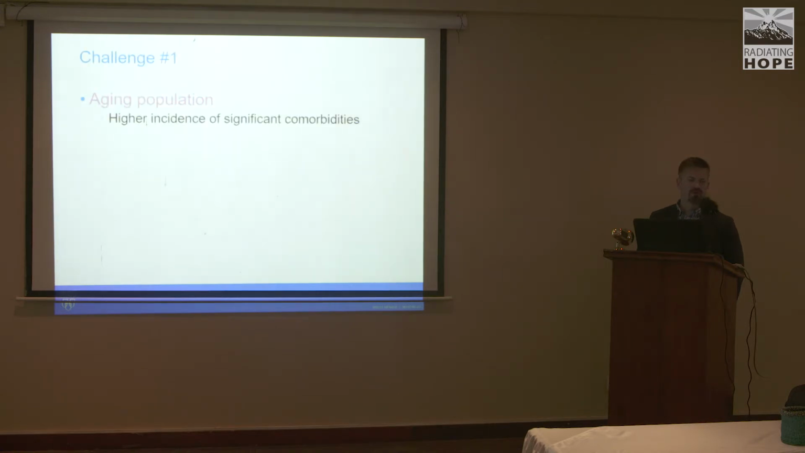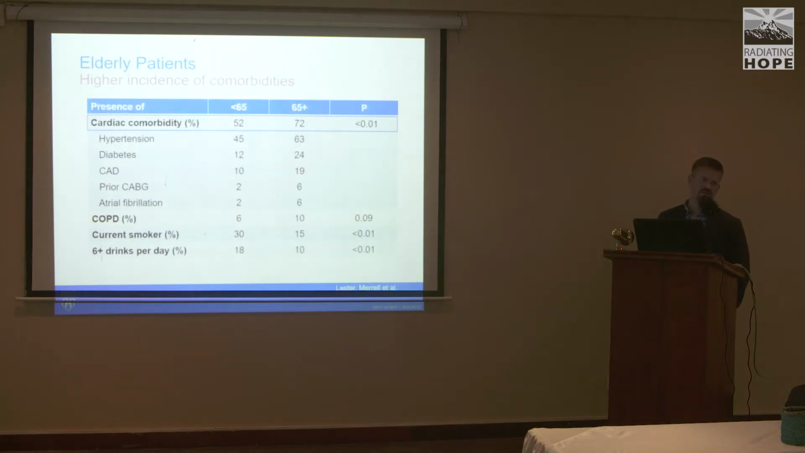Now, the aging population does have a higher incidence of significant comorbidities. If you look specifically at these patients, we see almost a doubling of some of these, including hypertension, diabetes, coronary artery disease, and prior history of heart surgeries. We do see that the elderly patients have fewer current smokers or large alcohol intakes, perhaps indicating wisdom with age.